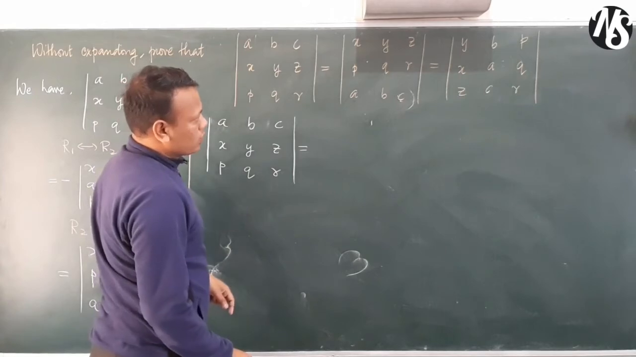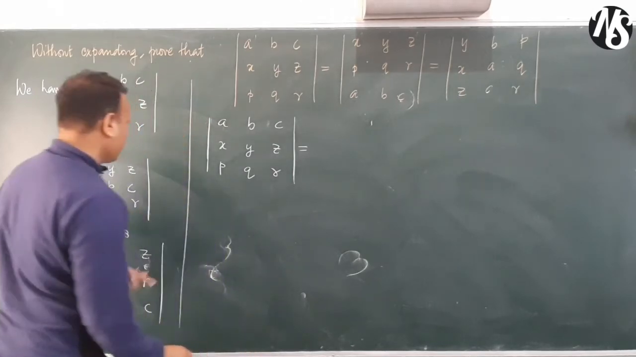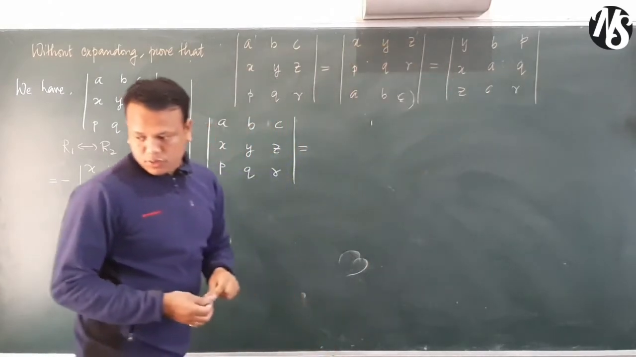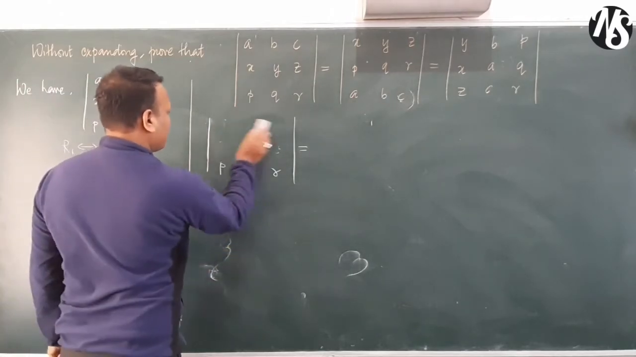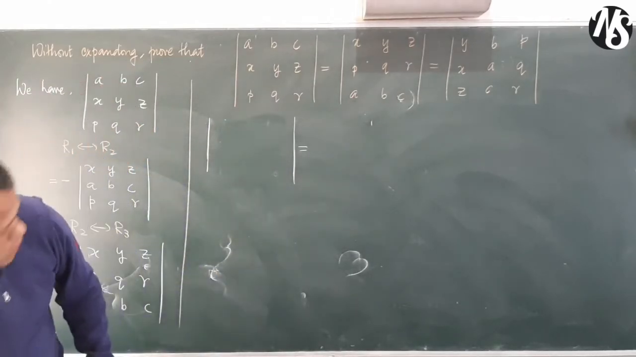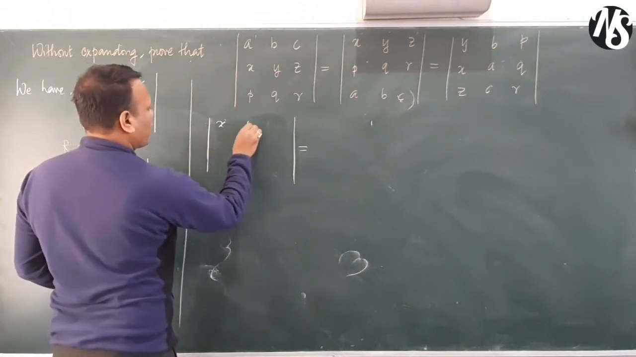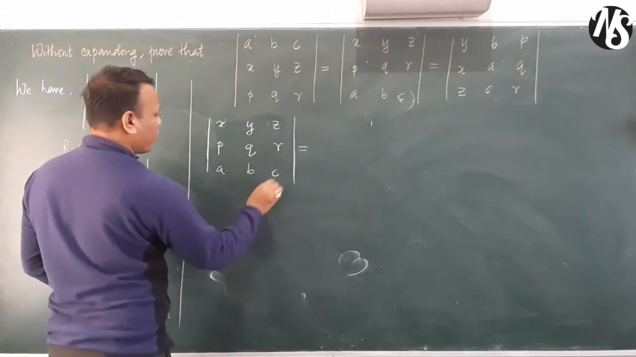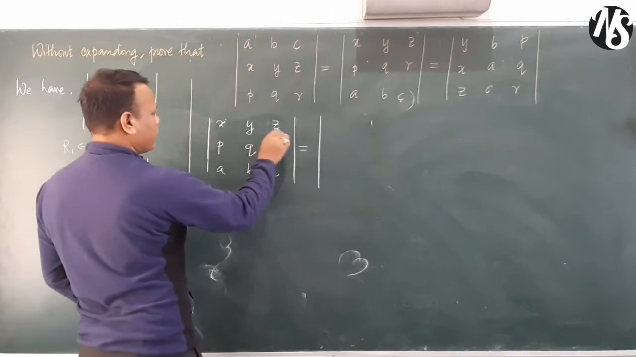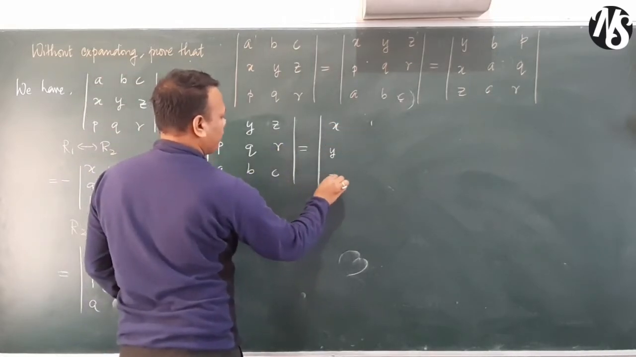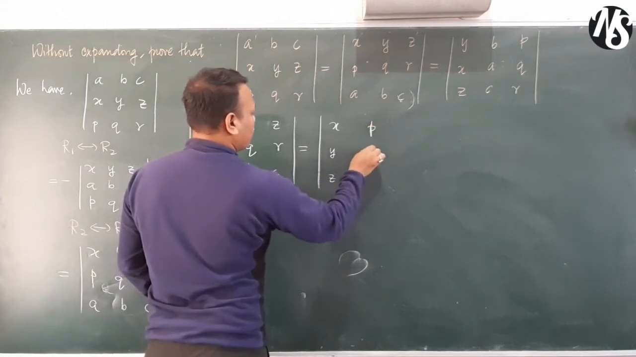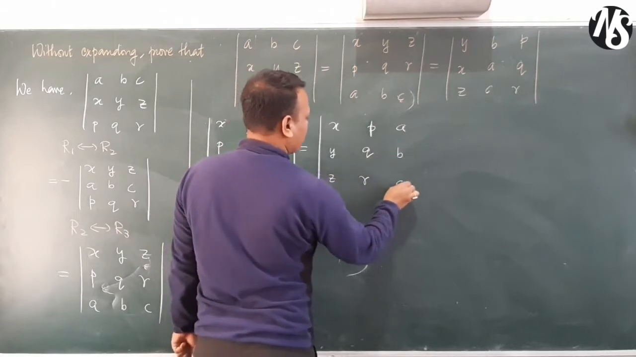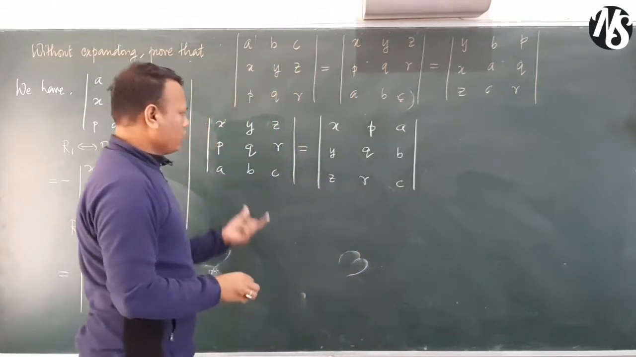Now what shall I do? Instead of taking this, let's take this only, because this first row becomes my first column. I'm sorry with this. So let me take the second determinant only. The second determinant contains x, y, z, p, q, r, a, b, c. If you find the transpose, this first row becomes the first column, x, y, z. This becomes p, q, r, and next is a, b, c. So these two determinants will be the same.